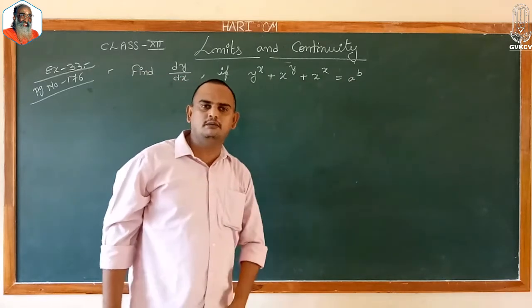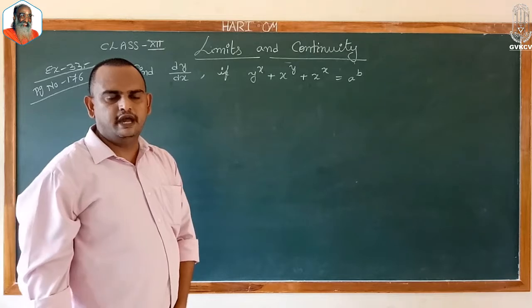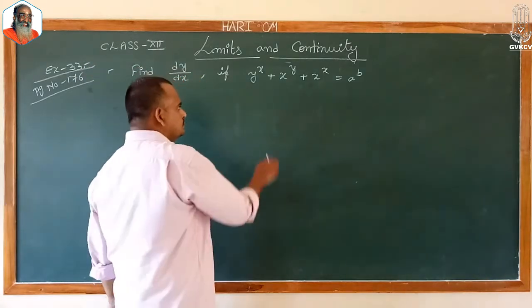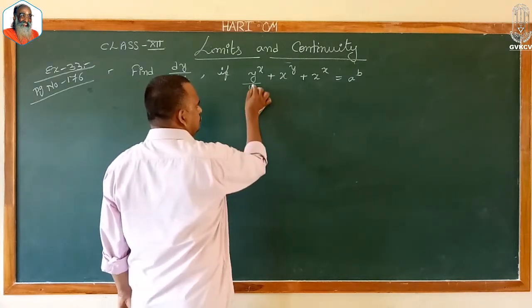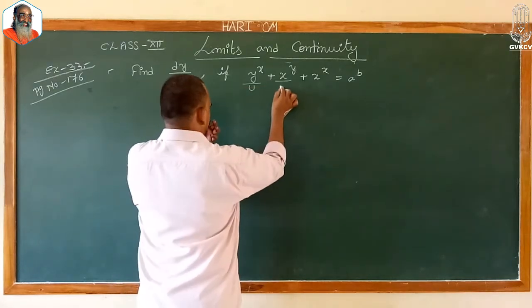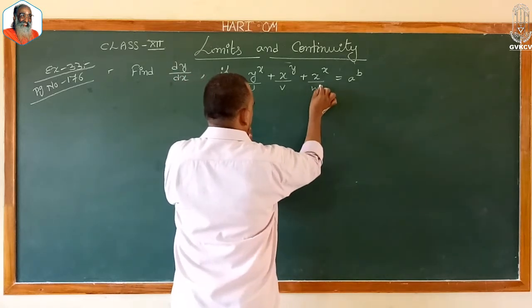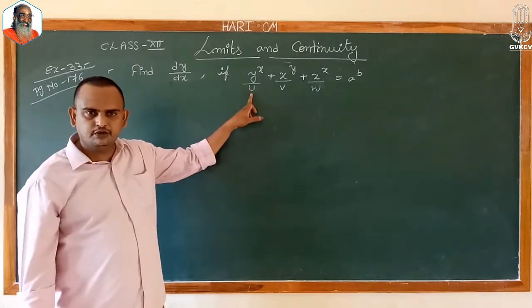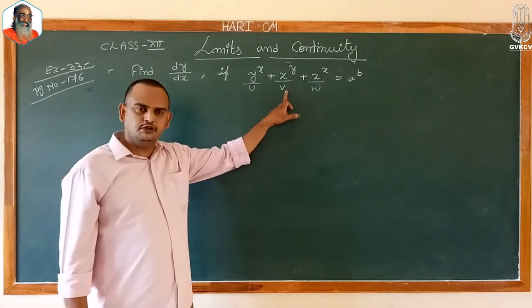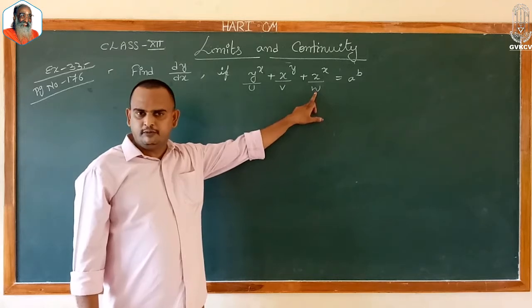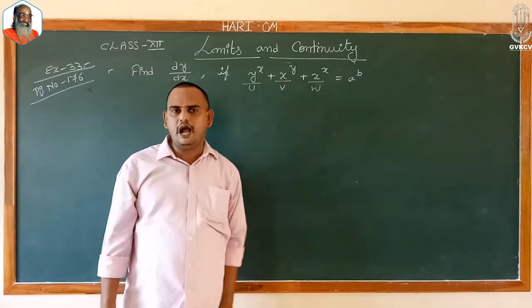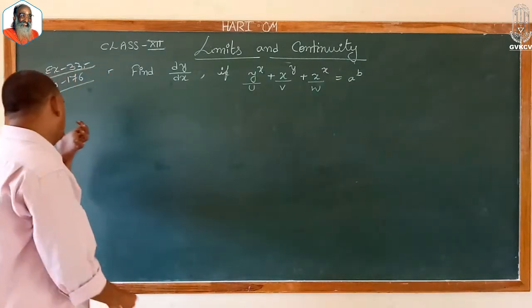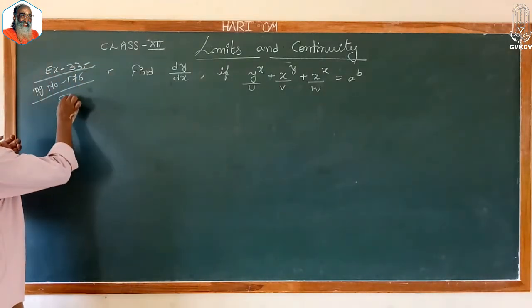A and b are nothing but constants. At a time we can't solve this problem, so we have to go part by part. We should consider this as one function like u, this as v, and this as w. So we go for the differentiation of the u function, the v function, and the w function, and finally we should add them. So let us see how to solve the problem.